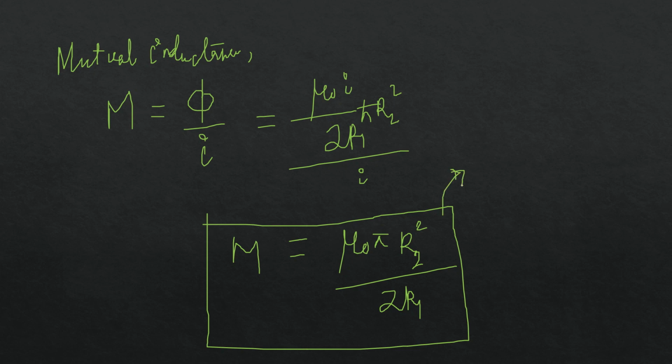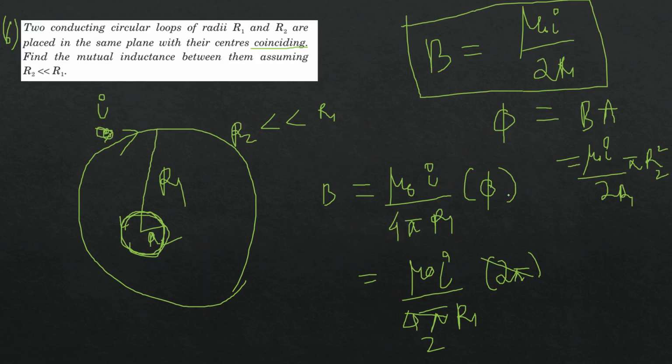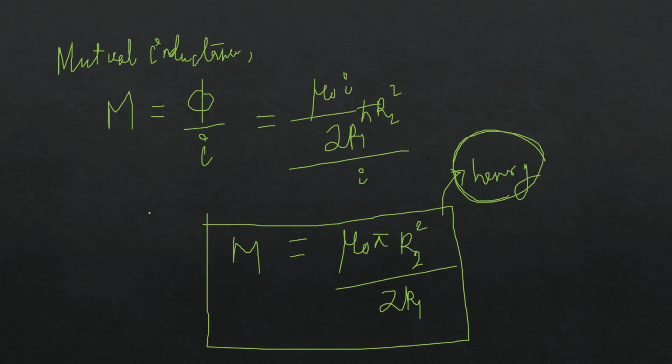The unit of mutual inductance is Henry, isn't it? So mutual inductance and self inductance would be Henry. So this is the question again. Not that hard. It's just you have to use the concept. Current is flowing through the outer loop, so the magnetic field will be because of the outer loop, and flux we will calculate over the inner loop. Then only we can calculate the mutual inductance. If you have any doubt, you can ask me in the comment section about it.